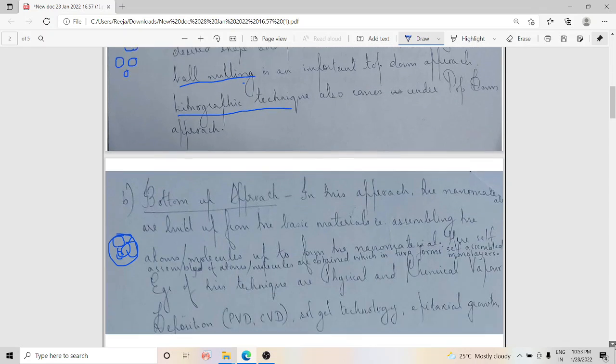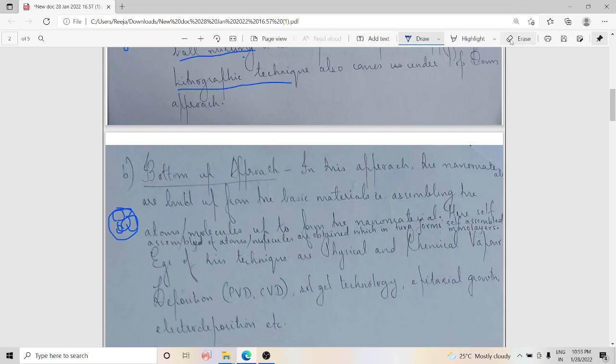Next, what is the bottom-up approach? It is the opposite of the top-down approach. In the top-down approach, we take the bulk material and break it down to nanoscale. Whereas here, we take the basic materials and then build up the nanomaterial. Basic material means we are assembling atom by atom or molecule by molecule and we get the nanomaterial. So, in this approach, the nanomaterial is built up from the basic materials. That is, assembling of atoms or molecules is done to form the nanomaterial.